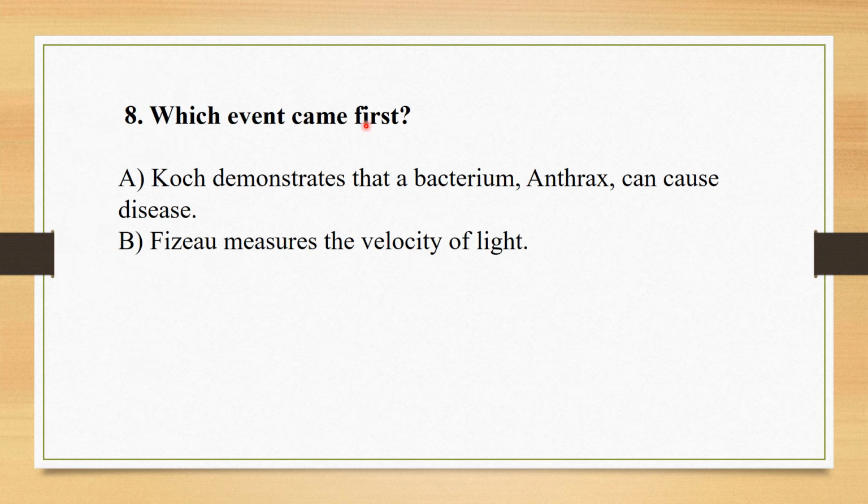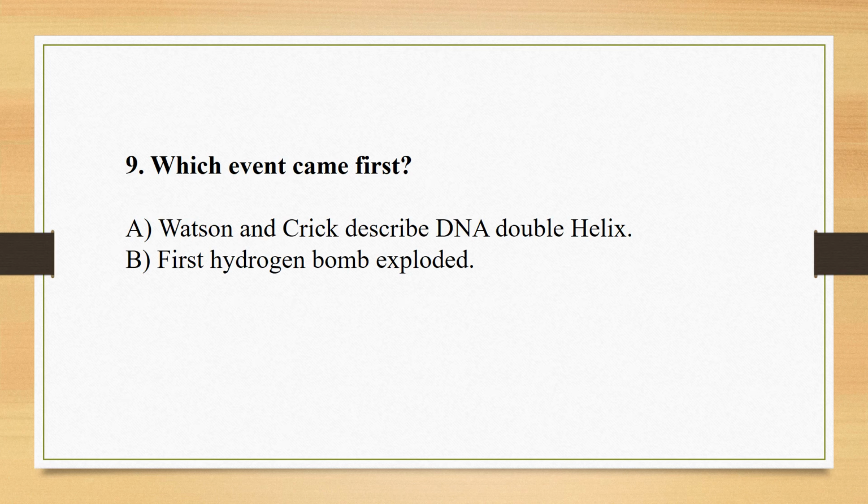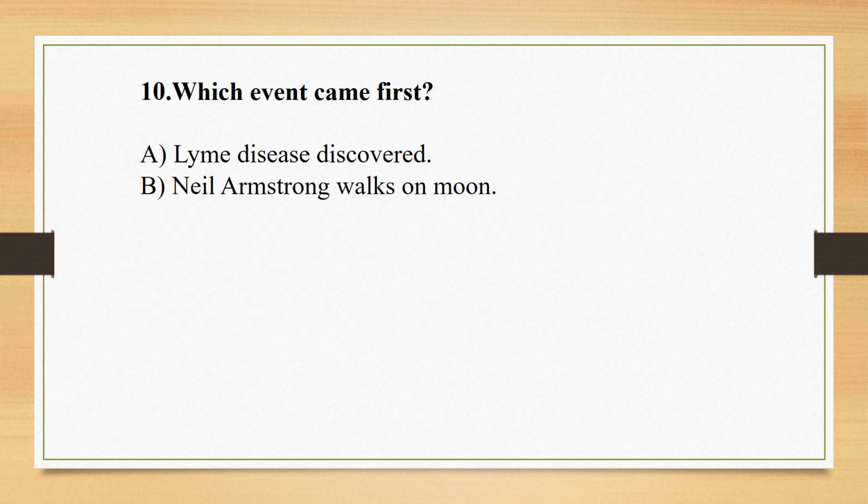Which event came first? From history, Koch demonstrated that the bacterium anthrax can cause disease, or Fizeau measured the velocity of light. So Fizeau measured the velocity of light before the Koch postulates. Which event came first? Watson and Crick described the DNA double helix, or the first hydrogen bomb exploded. So the first hydrogen bomb exploded before Watson and Crick described the DNA double helix. Which event came first? Neil Armstrong walks on the moon, or the discovery of Lyme disease.